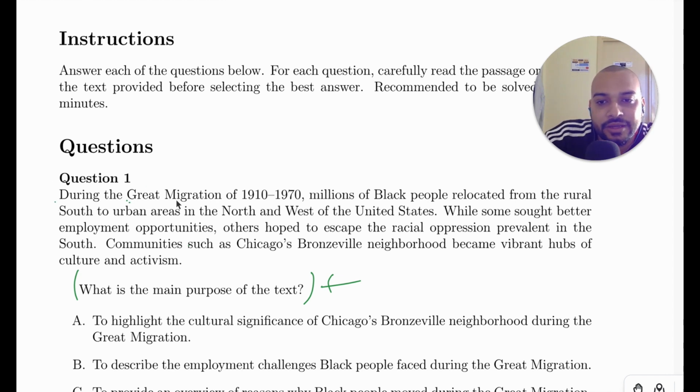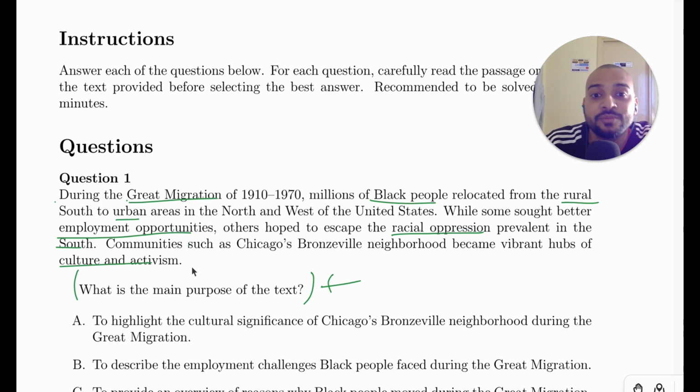During the Great Migration of 1910-1970, millions of black people relocated from the rural south to urban areas. Movement from rural to urban in the United States. While some sought better employment opportunities, others hoped to escape the racial oppression prevalent in the South. Communities such as Chicago's Bronzeville neighborhood became vibrant hubs of culture and activism.